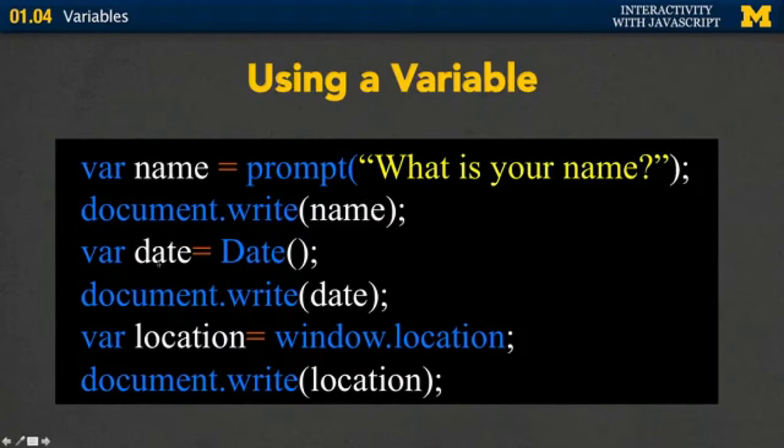Next, we can use another variable and say, hey, I want you to use this JavaScript function called date. And date is going to return what the current date and time is right now when you're looking at the page. Then you can write that information out. You can even use more from the API saying, you know what, I want to know where this window is. What's the location of this window? And you can write that out as well.